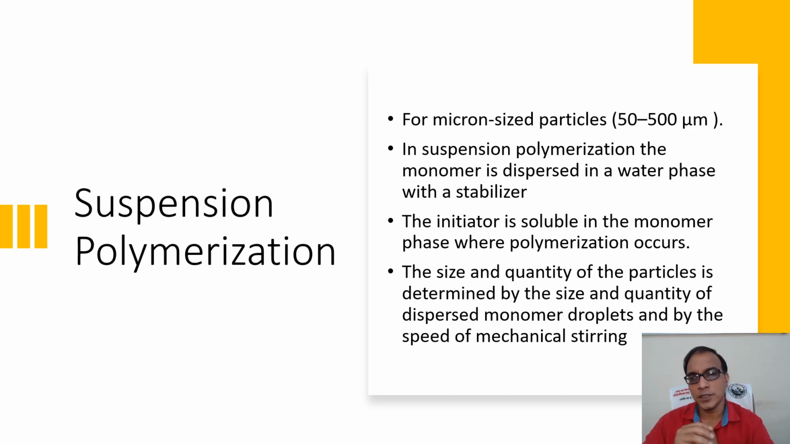In suspension polymerization, you adopt this method when you need a particle size of 50 to 500 micron. The monomer is dispersed in a water phase with a stabilizer. The initiator is soluble in the monomer phase, where polymerization occurs. The size and quantity of the particles are determined by the size and quantity of dispersed monomer droplets and by the speed of mechanical agitation. The speed is very important when you are preparing this suspension polymerization. Many times when you don't apply the desired agitation, you don't get the microspheres.